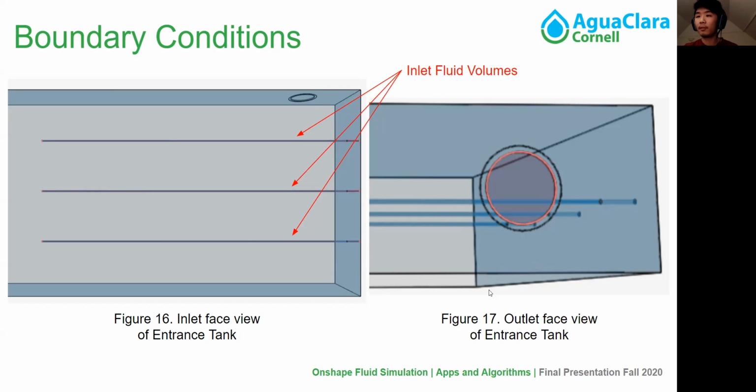And Figure 17 depicts the outlet shaded area, which represents where we place the boundary conditions.